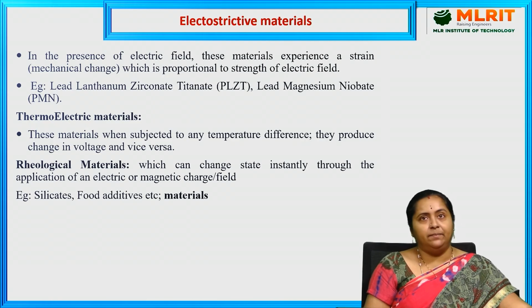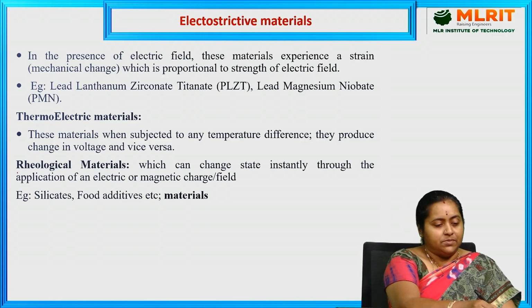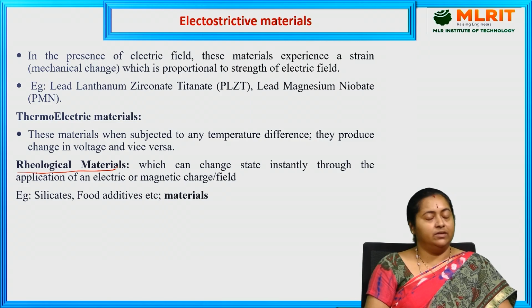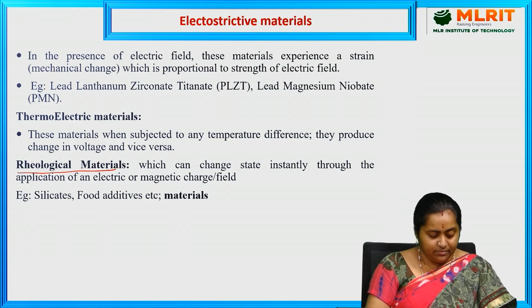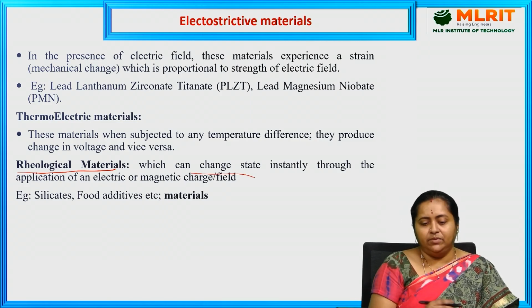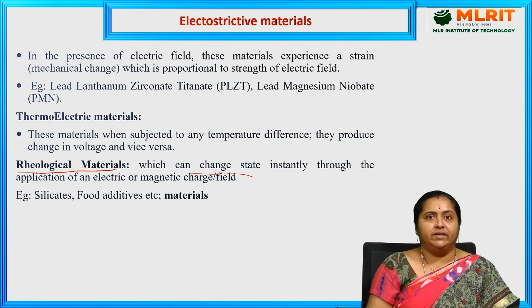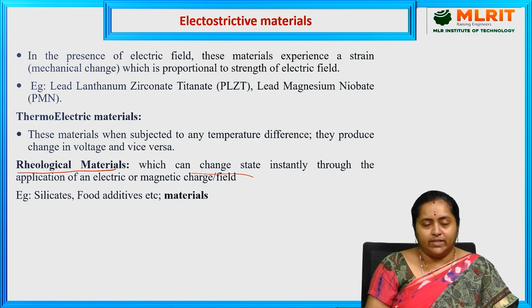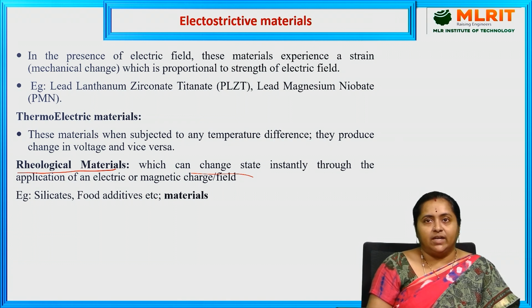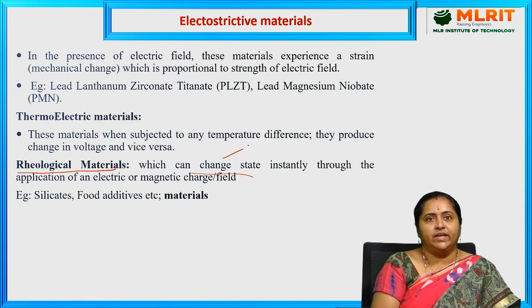And the next example of smart materials is rheological materials. These are able to change state instantly through the application of an electric or magnetic field. Whenever these kinds of materials are subjected to an electric or magnetic field, they are able to respond. If you supply some amount of electric or magnetic field, then immediately these materials are able to show a change in their physical state.